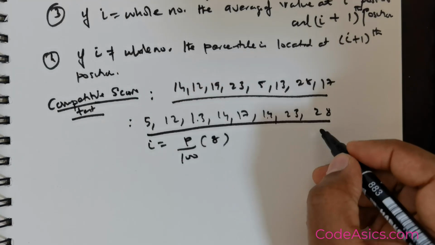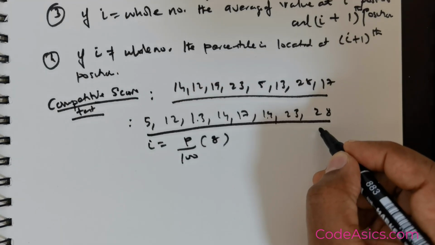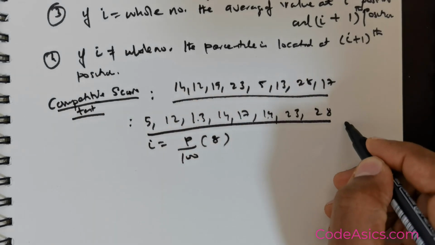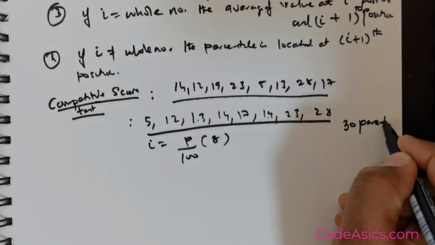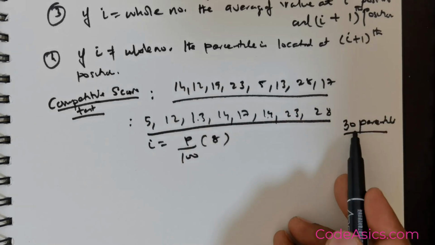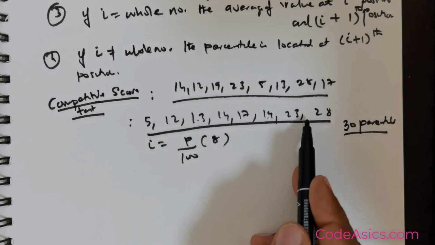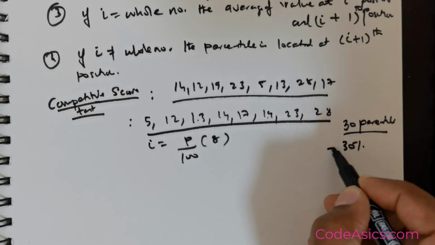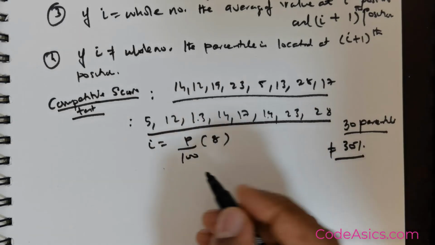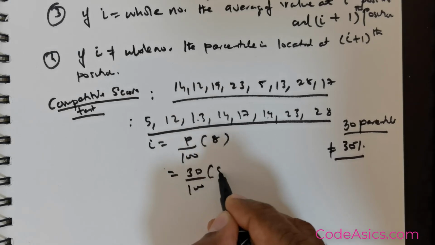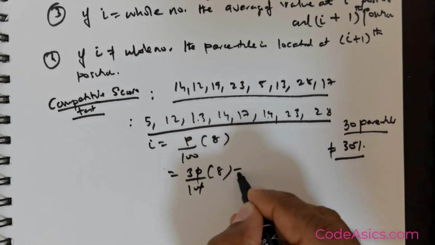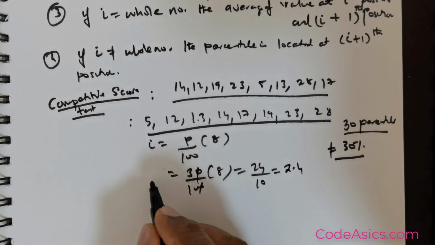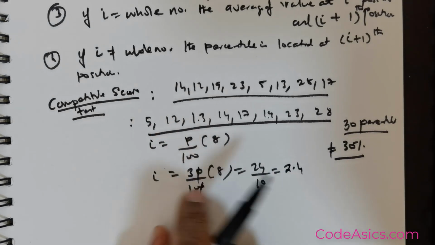Now, say for example, your cousin comes up to you and tells you that she has given this competitive test and she has scored 30 percentile. Now you want to know what exactly this 30 percentile corresponds to in the scores that have been displayed here. Now 30 percentile is not 30 percentage. That is why we have this formula. I am going to put 30 there, divide by 100, times 8, cancel the zeros, you get 24 divided by 10, which is equal to 2.4. So this is the position index, i is equal to 2.4.